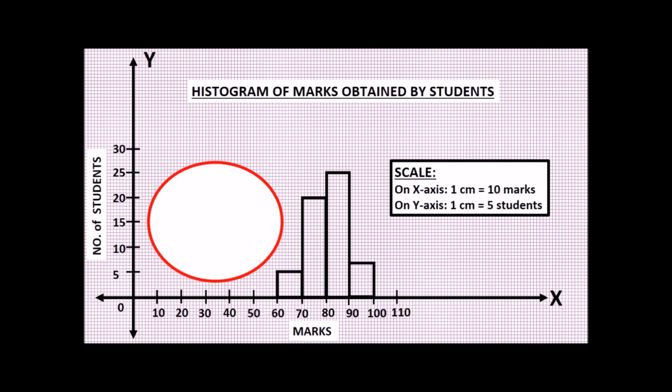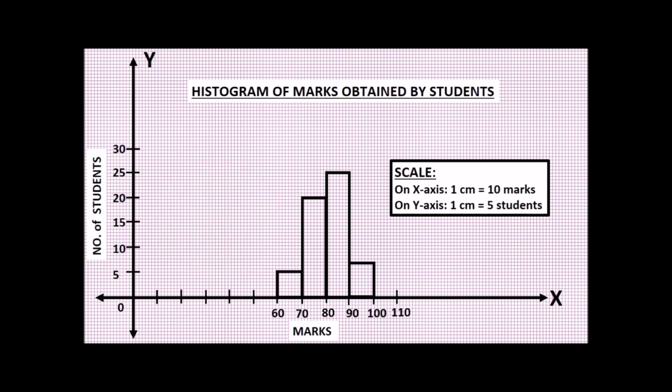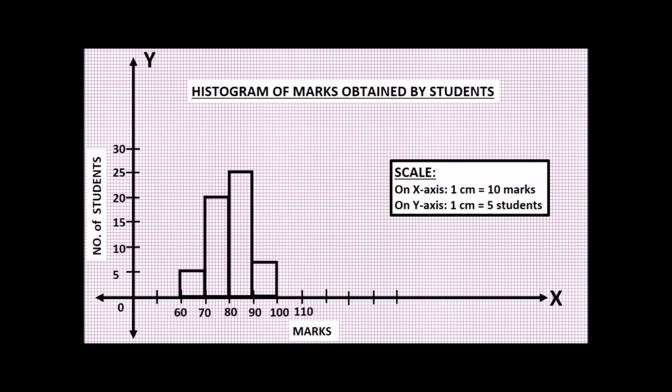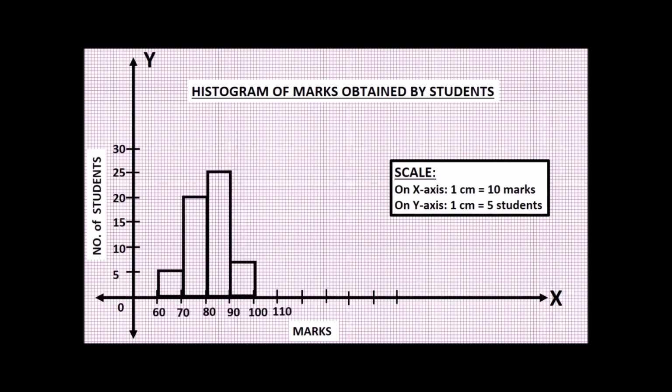We simply drag our histogram all the way to the left so that this class comes quite near the origin. That's going to be our solution. So this is what we are going to do. So now you can see we've dragged our histogram all the way to the left. So here we've begun numbering the x-axis from 60, then 70, 80, 90, 100, 110 and so on.